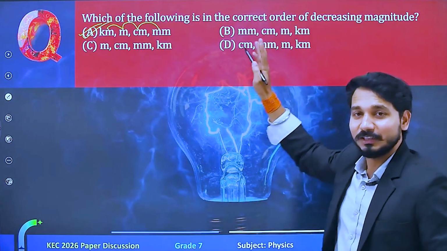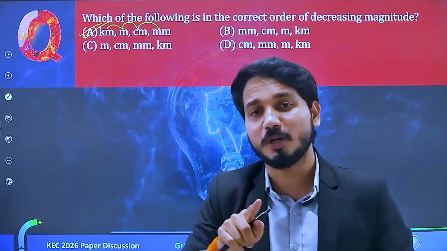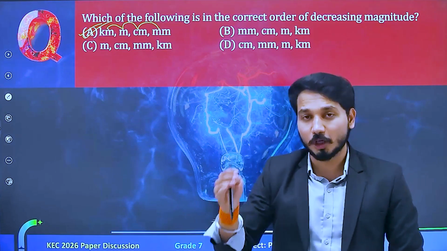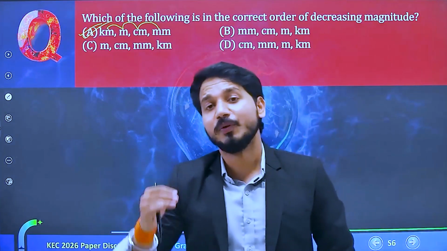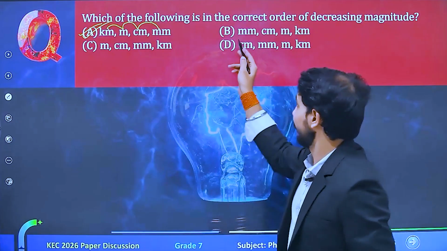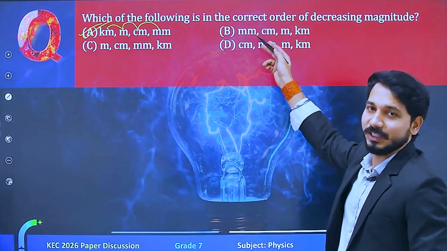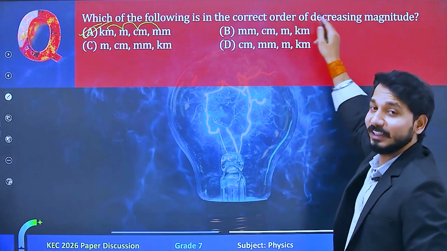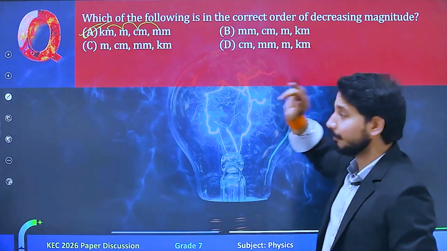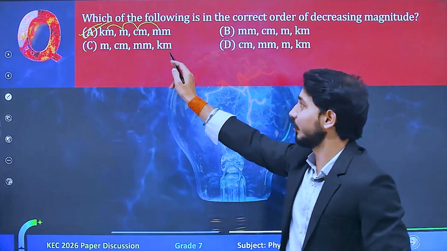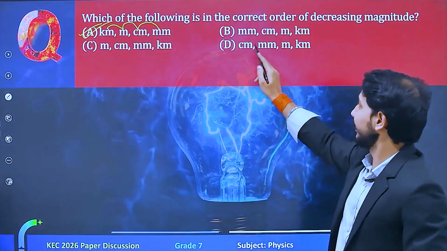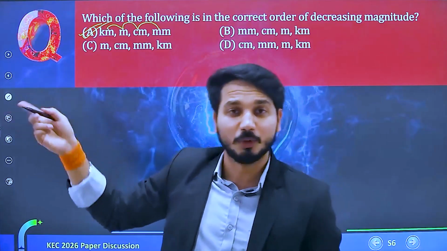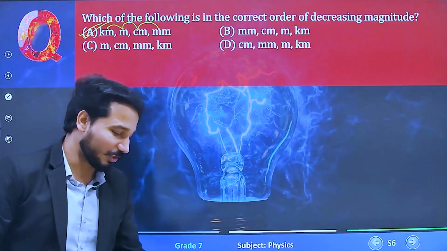We'll see the other options. Now listen, if you got the first option as correct, please proceed with the other options also. Read the other options, then decide whether each is correct or not. Option B is saying mm, centimeter, meter and kilometer. So this cannot be the answer. Why? Because it is asking decreasing magnitude, not increasing magnitude. Option C: meter, centimeter, millimeter, kilometer. No, obviously not. Option D: centimeter, meter, millimeter, kilometer. Obviously not. So option A is the most appropriate and correct answer for this question, right?